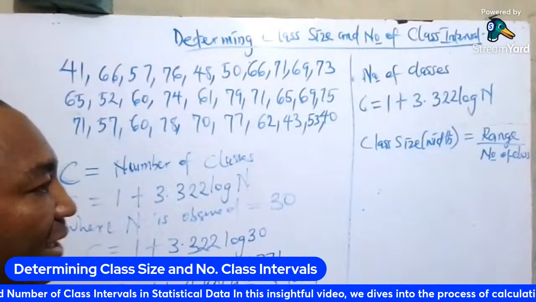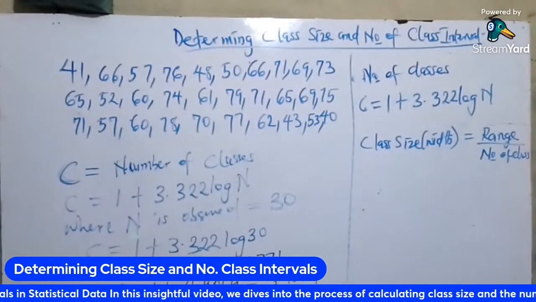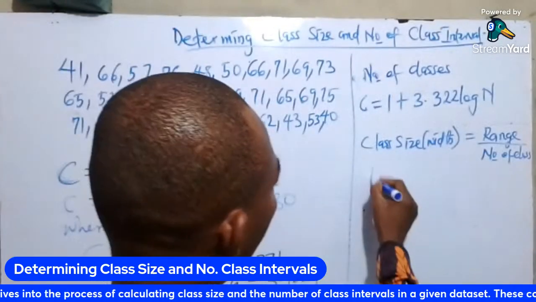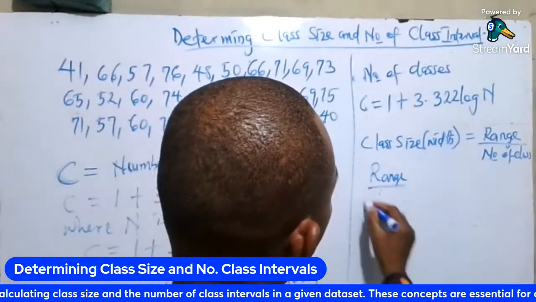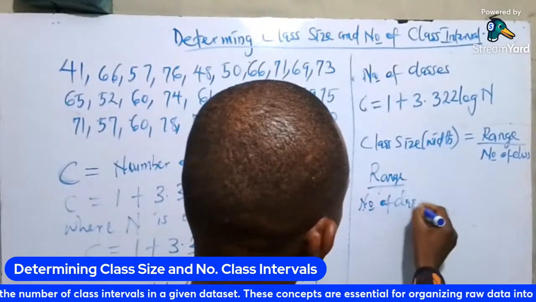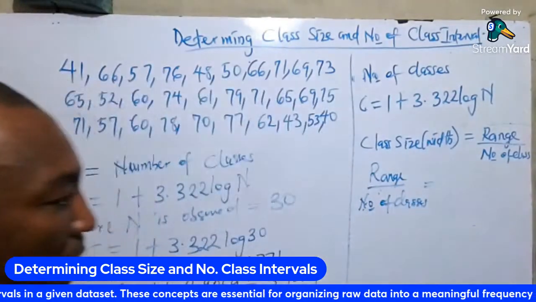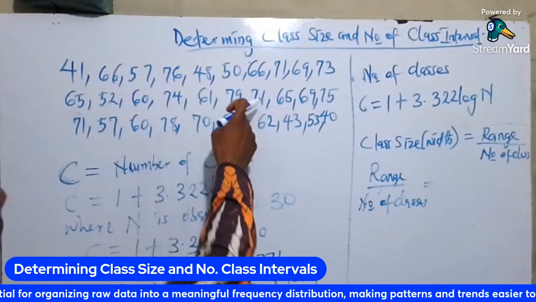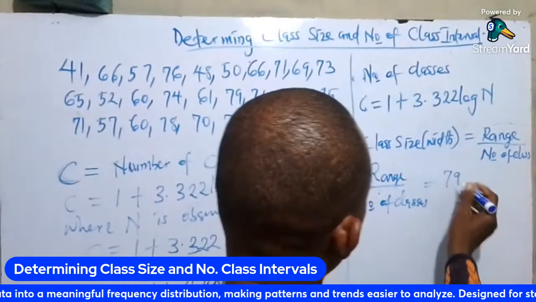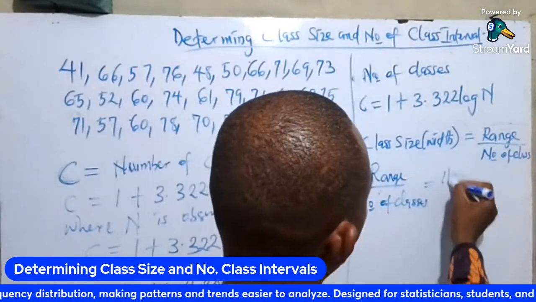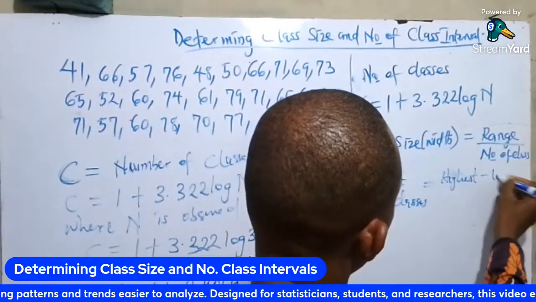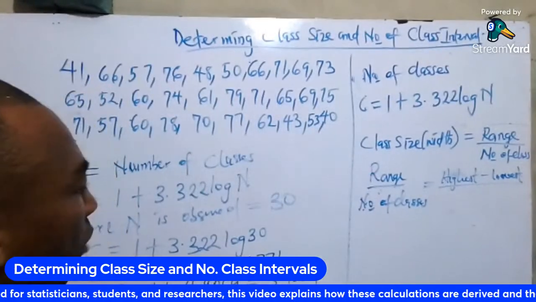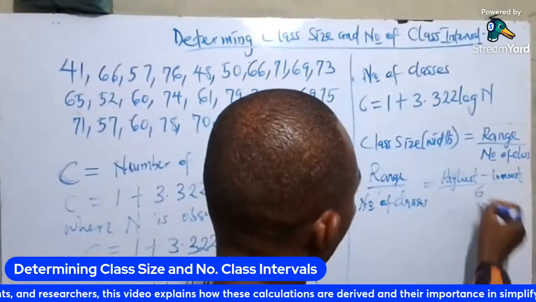What about the class size? Now you know that the number of classes you are going to have must not be more than 6. The formula to get your class size is range over number of classes. That's the reason why you need to first of all determine the number of your classes. So what is range? Range is highest minus lowest, the highest number minus the lowest number. And of course, our number of classes is already known, which is 6.